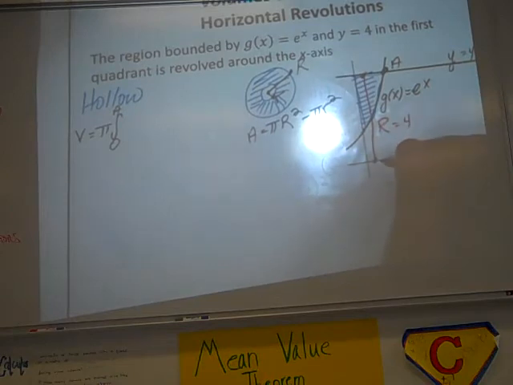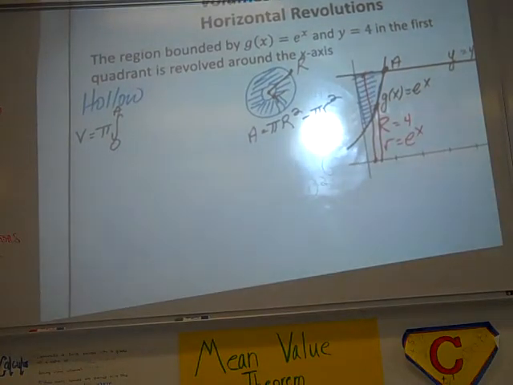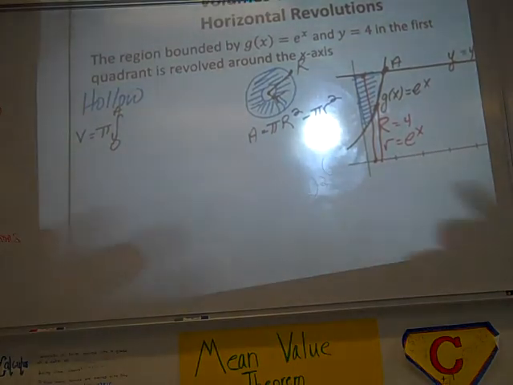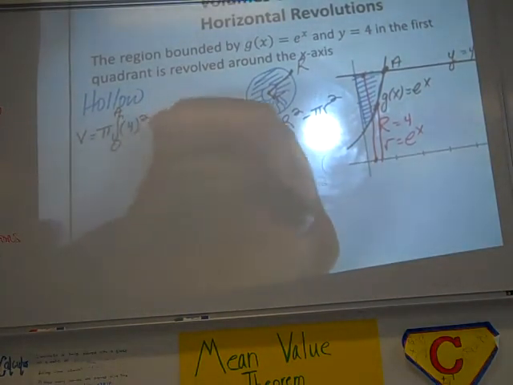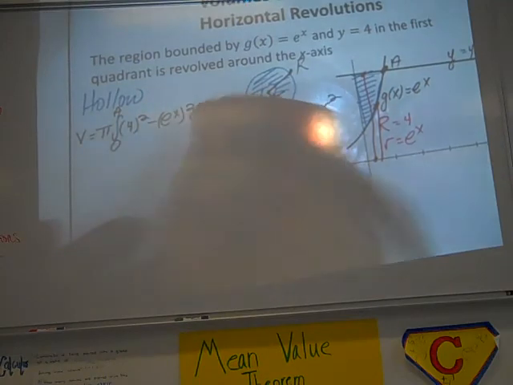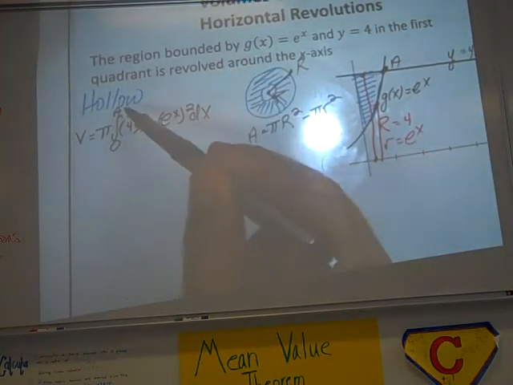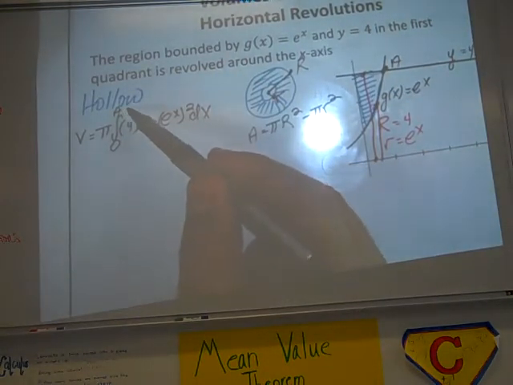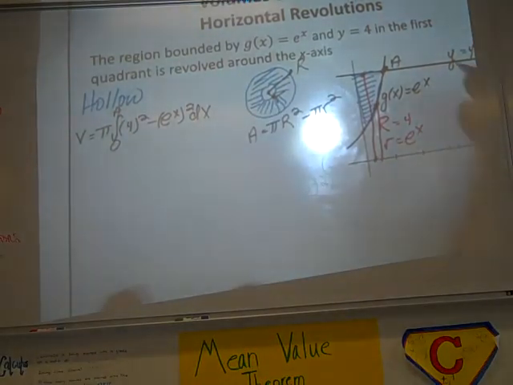If I want to find the smaller radius, I start on the x-axis. Someone yells stop. I stop right there. The little radius is e to the x. So my volume setup is big R squared minus little r squared, and then integrate that with respect to x. The only thing we're missing is our limit of integration. We need to know what that a value is. Well, where does a come from?